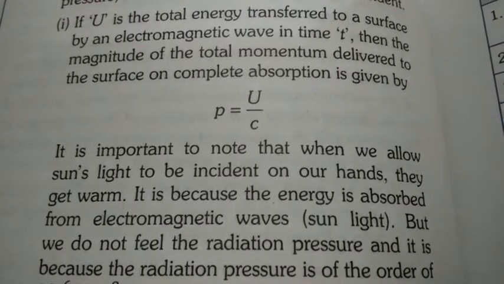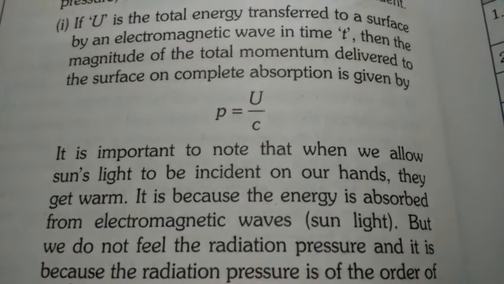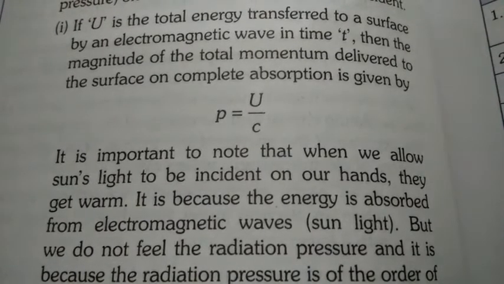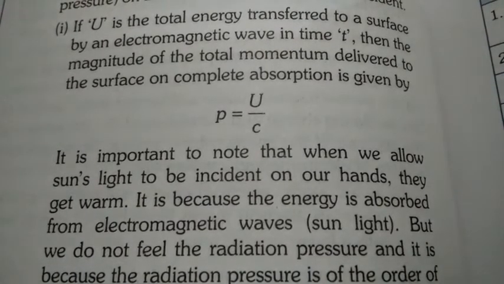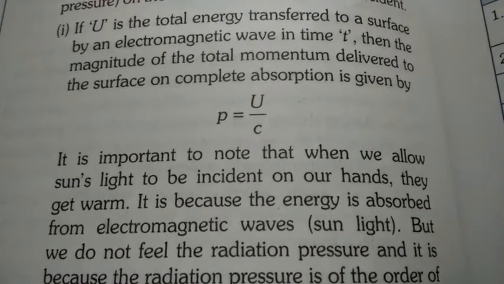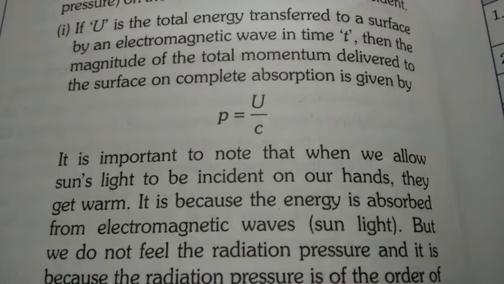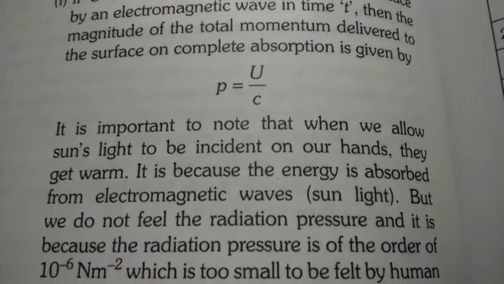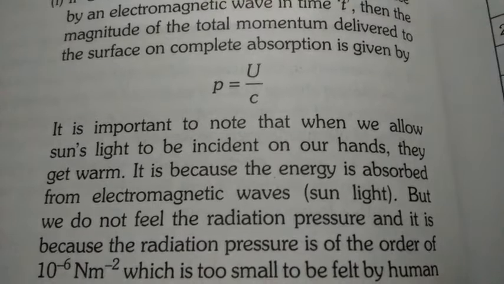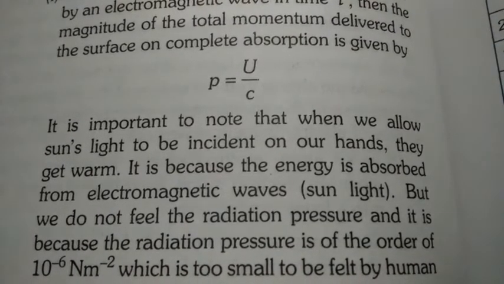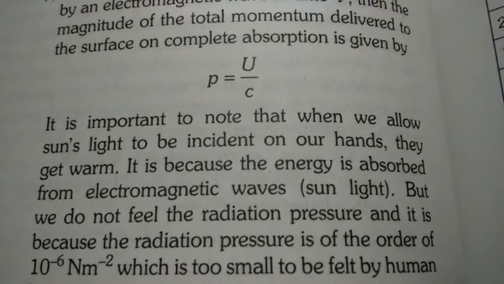If U is the total energy transferred to a surface by an EM wave in time t, then the magnitude of the total momentum delivered to the surface on complete absorption is given by P equals U upon c. And it is important to note that when we allow sun's light to be incident on our hands, they get warm. It is because the energy is absorbed from EM waves.